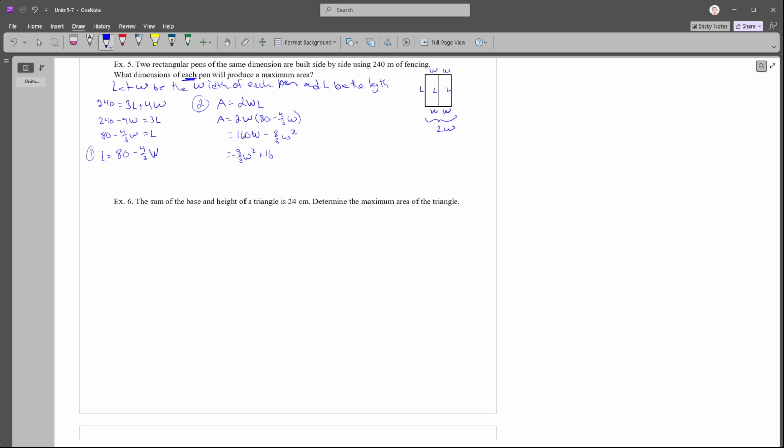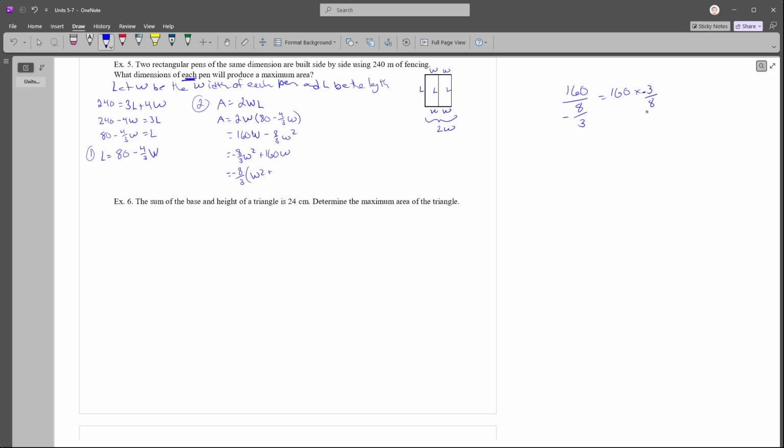plus 160W. Now we have to factor out, believe it or not, this entire A term. We have to factor out negative 8/3. So negative 8/3, and that's going to be W squared. Now we have to divide 160 by negative 8/3. Some of you may be able to do that in your head, but probably not. So what does that actually mean? That means the same thing as 160 times negative 3/8.